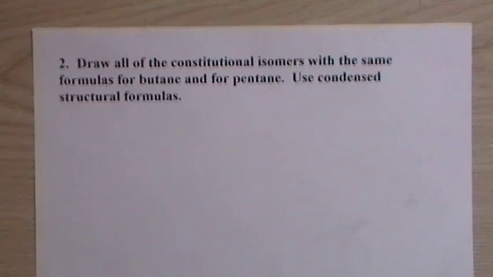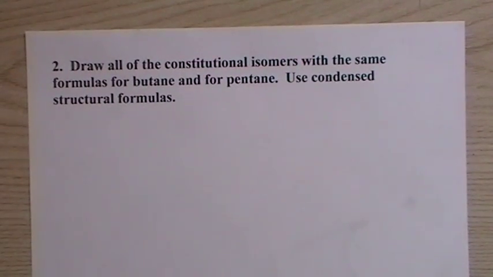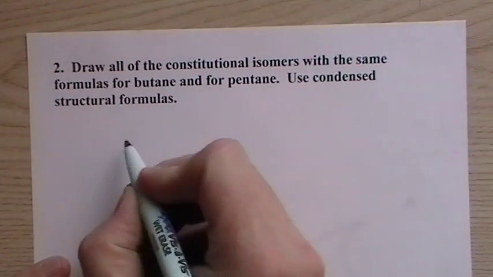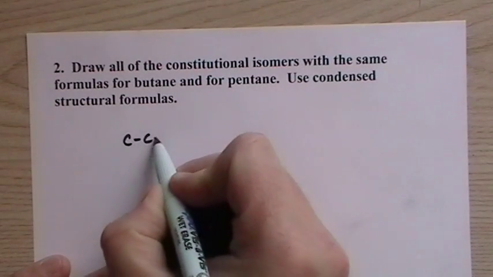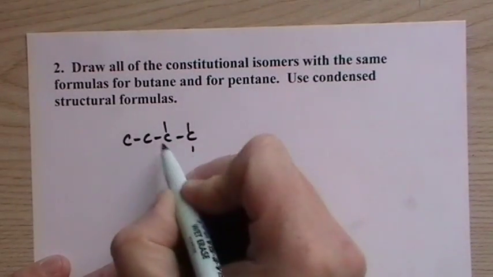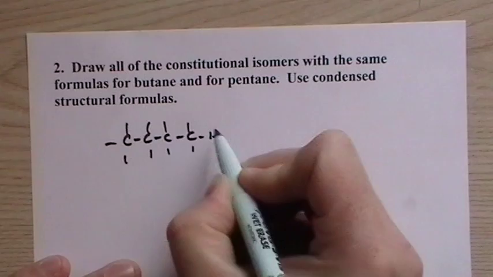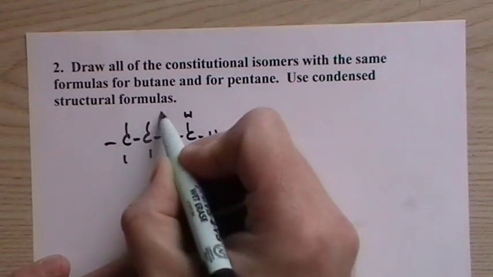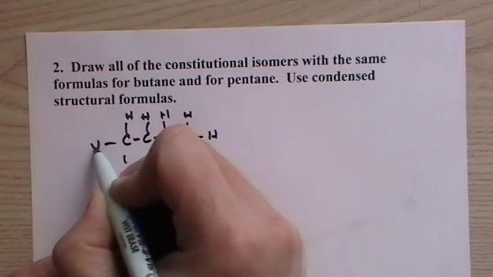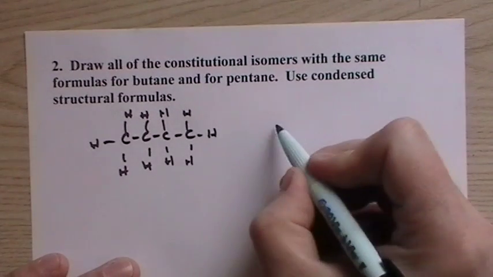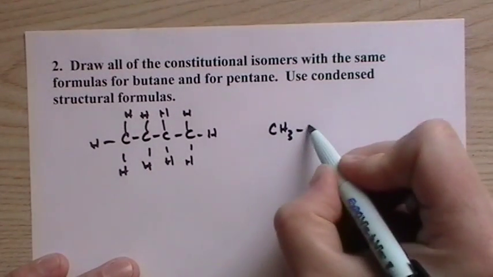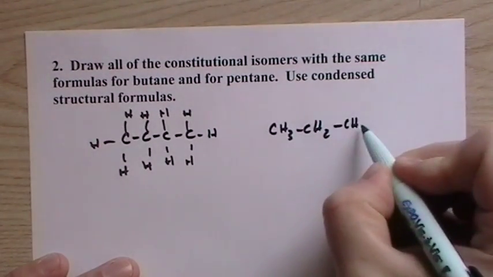Here's some more practice. Draw all of the constitutional isomers with the same formula as butane and pentane. This is easy to do. That's why I gave 2 of them. Here's our... I don't know why I'm drawing the expanded form. I really hate to do that unless I have to. Sometimes you have to do it for reactions, but otherwise it should be the condensed form like this.